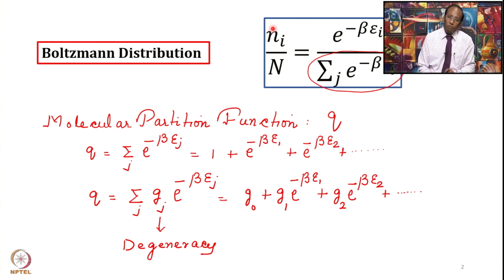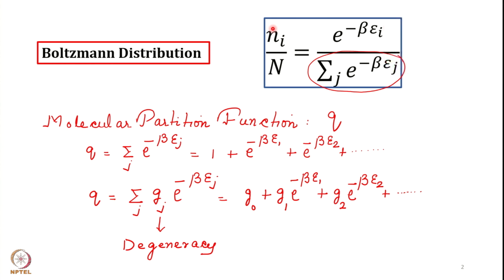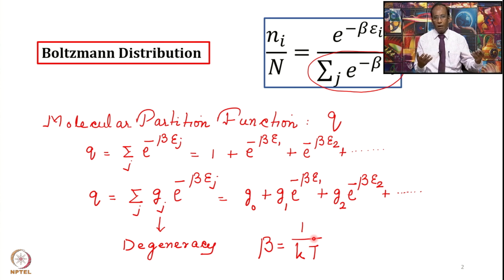Obviously, a question will come to mind: earlier we accounted for alpha, so what is this beta? Soon we are going to show that beta is connected with temperature by this expression: beta is equal to 1 over kT, where k is the Boltzmann constant and T is the temperature in Kelvin. Sometimes you even say beta is the temperature, because beta is connected with temperature through this term 1 over kT.